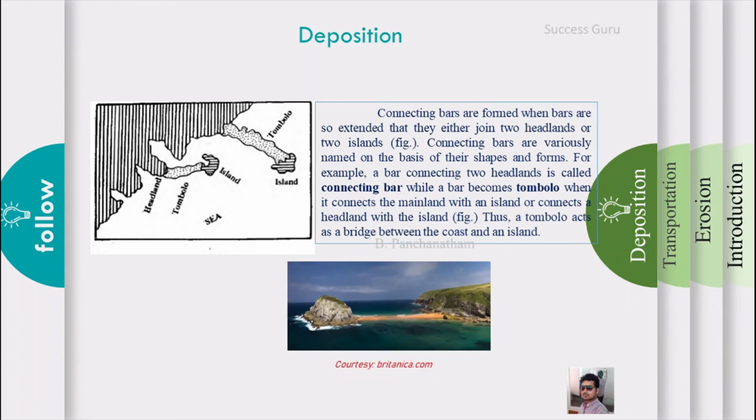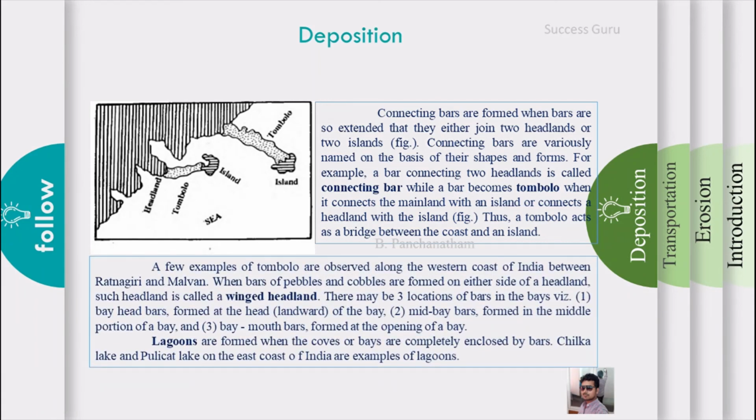Connecting bars are formed when the bars are so extended that they are joined to either one headland or two islands. Connecting bars are variously named on the basis of the shape and form. For example, a bar connecting two headlands is called a connecting bar, while the bar becomes a tombolo when it connects a mainland with an island or connects a headland with an island. You can see the example in the image. Thus, a tombolo acts as a bridge between the coast and an island. A few examples of tombolos are present along the west coast of India between Ratnagiri and Malwan.